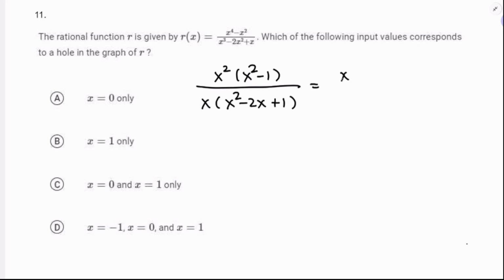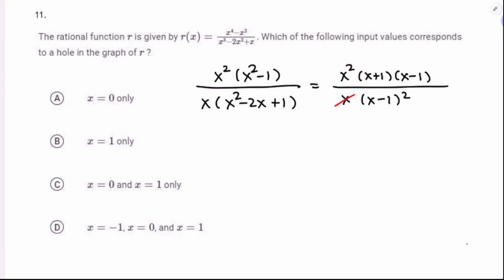This is x squared times x plus 1 and x minus 1 divided by x times x minus 1 squared. Oh, I like where they're going with this. This would have been a good test question.